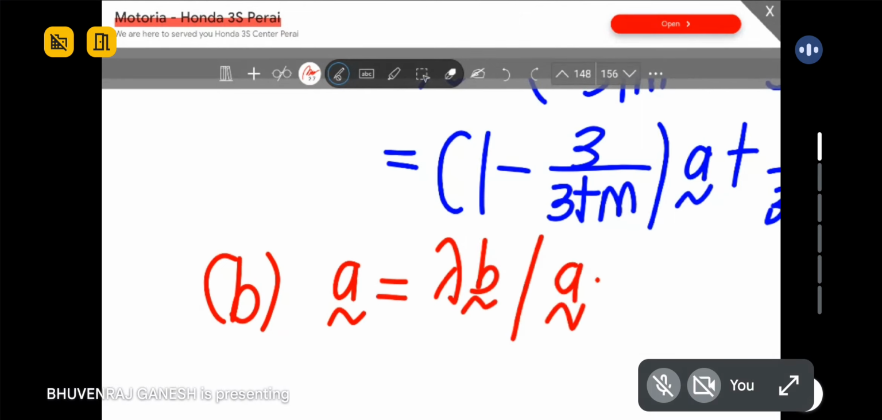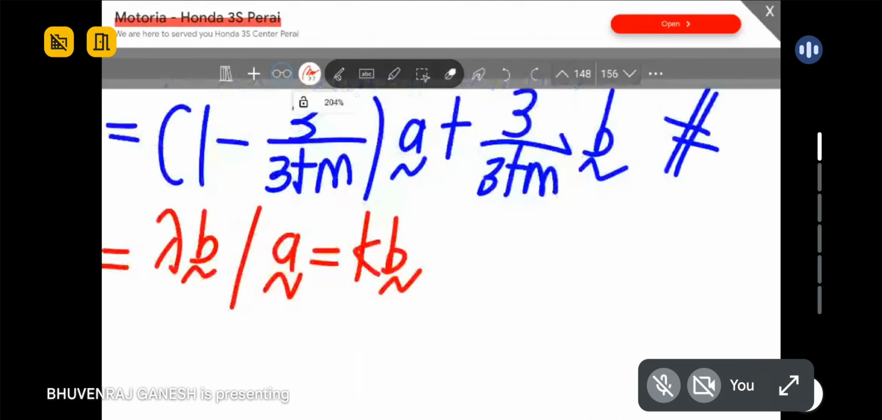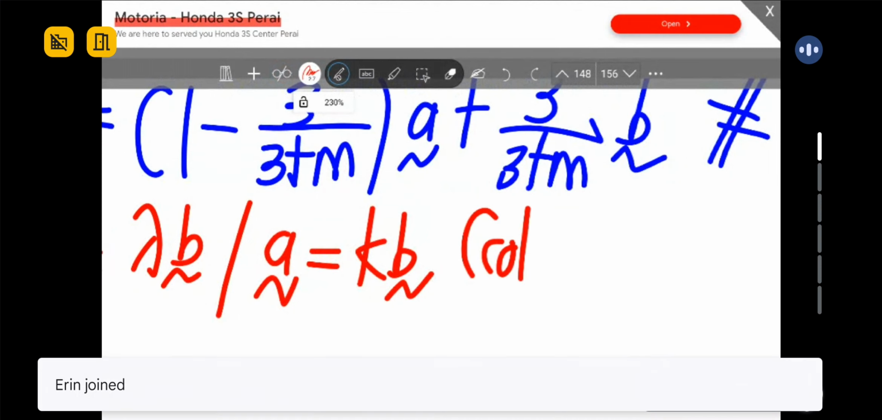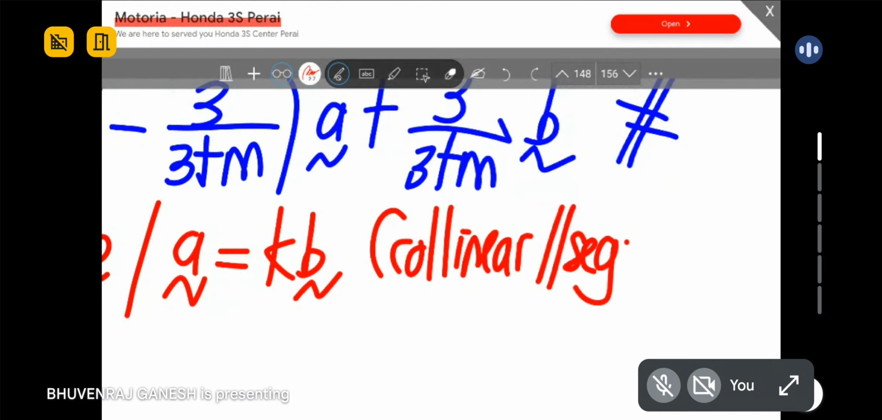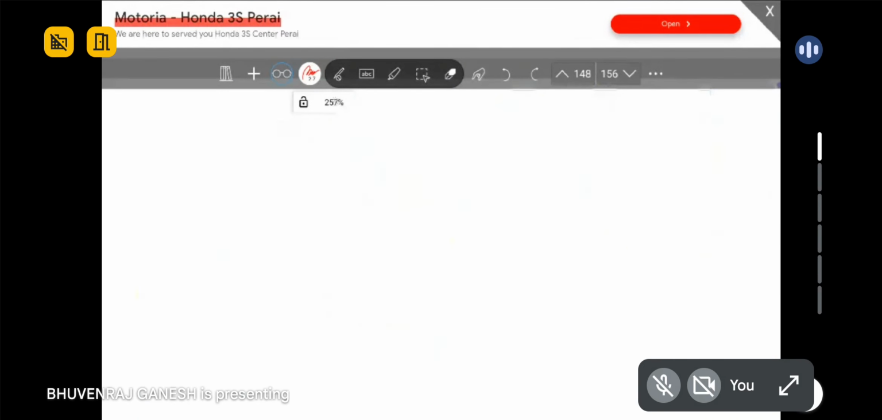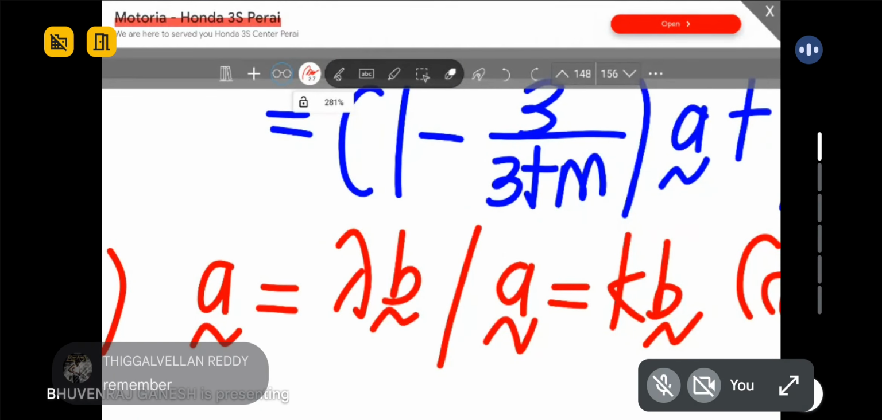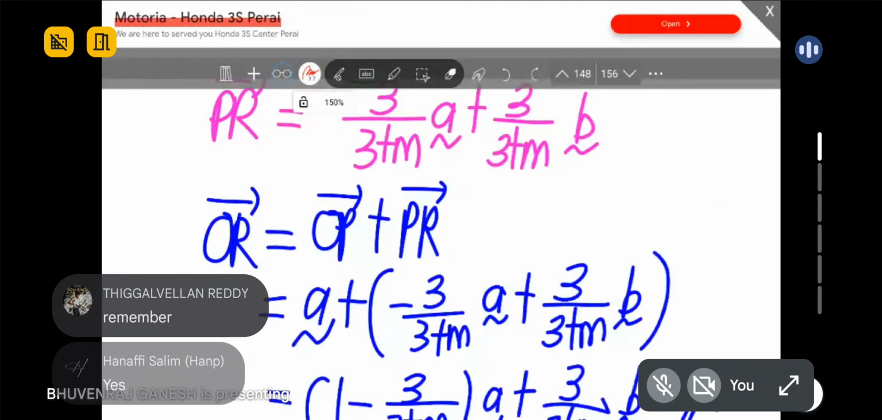Dua-dua ni sama lah guys. KB or lambda B also can. Okay? Can you understand, guys? This is for collinear. Whenever you see the word collinear in the question. Sometimes the question won't say, but you must know. Okay, dalam BM segaris. Alright? Do you all still remember this formula? Honestly? Semua masih ingat tak? Rumus yang ni. Still remember, right? It's an important formula. Okay, collinear.